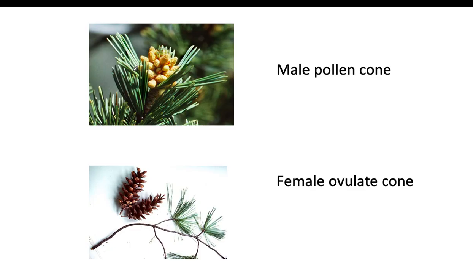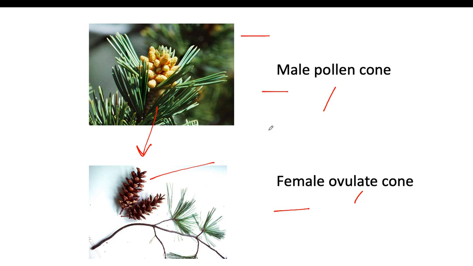So in the gymnosperm, if you've ever noticed on a pine tree, there's two sets of cones. A lot of people have seen these and they just assume that that's just an underdeveloped version of that, but it's not. There's actually male and female cones. All right. So the male cones make pollen, which is essentially sperm, and the female ovulate cones, they make the eggs. So pine cones are female and these pollen cones are male.